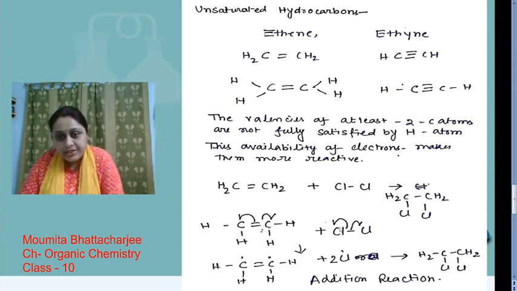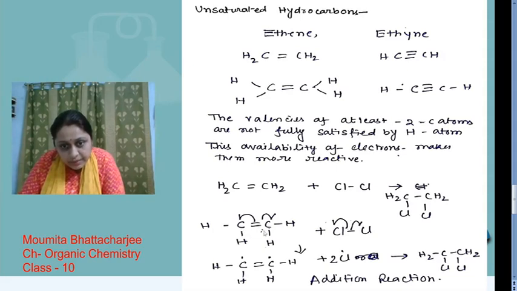Now what is addition reaction? Addition means the foreign element will come and add without replacement of any atom from the reactant molecule. So CH2 double bond CH2 plus Cl2, the product will be CH2 single bond CH2, and these two chlorine atoms come and join with the carbons. How is it happening? See the mechanism of the reaction.